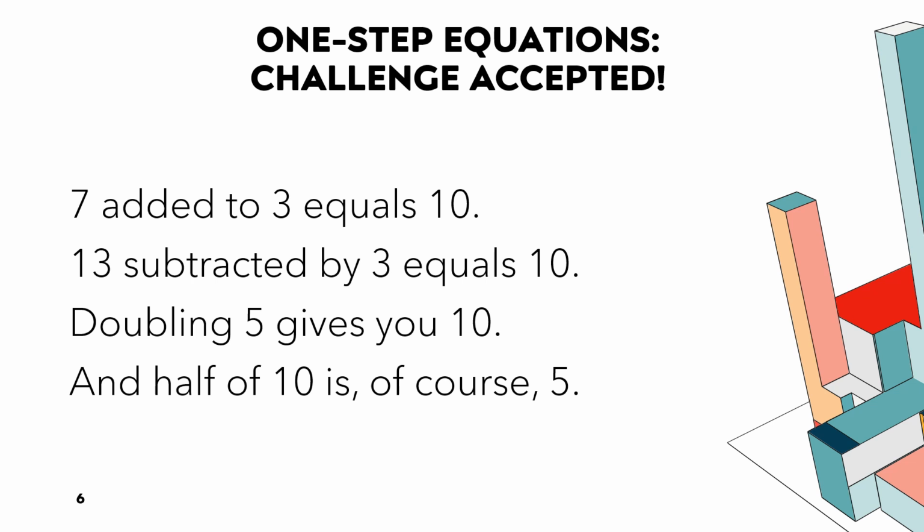Here are the secret numbers. 7 added to 3 equals 10. 13 subtracted by 3 equals 10. Doubling 5 gives you 10. And half of 10 is, of course, 5.